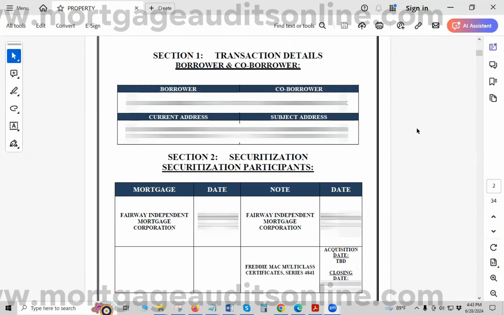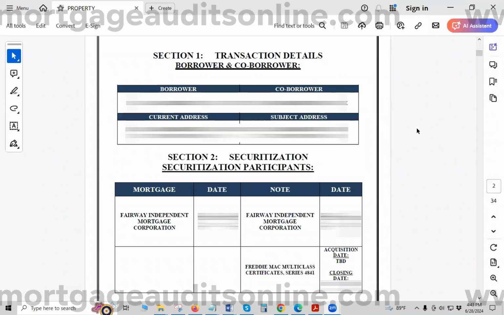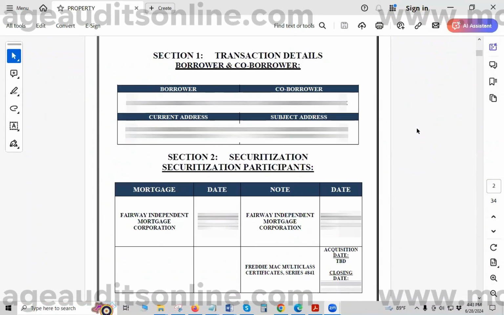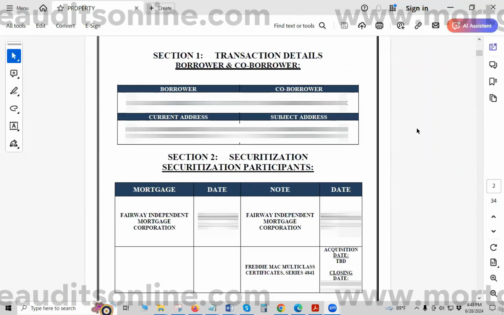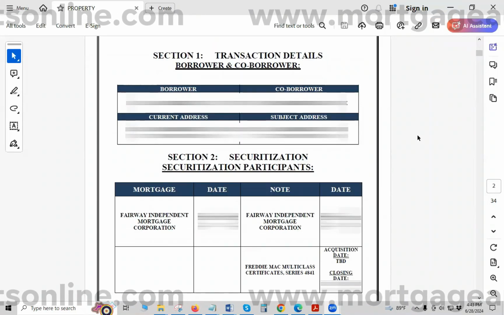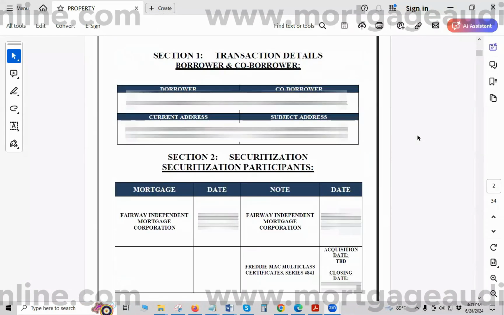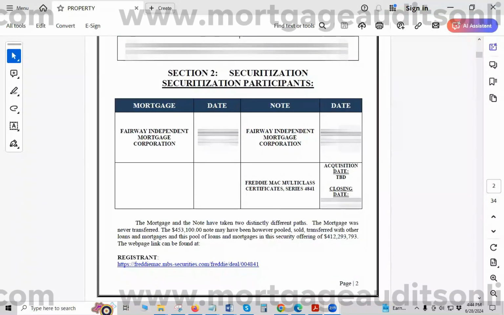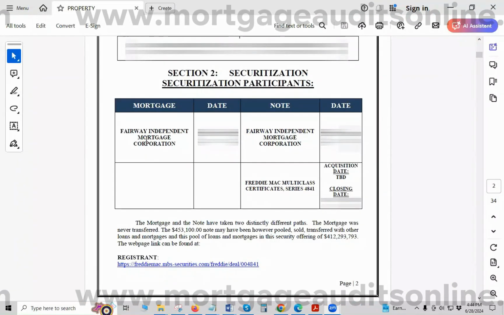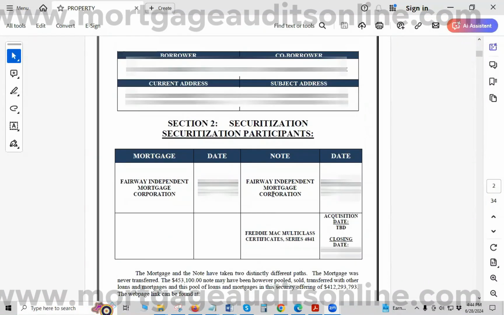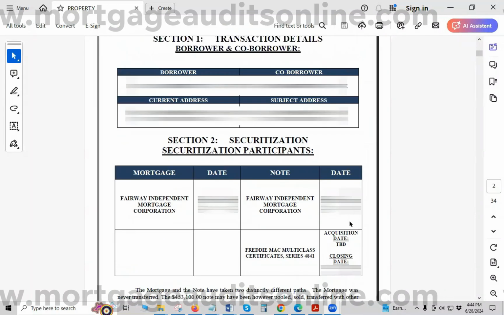But this is actually a really good example of a really good report with more keyed-in information, with the CUSIP information and the CUSIP analysis that people like to see nowadays. So as you can see here, pretty standard in the first few pages is the transaction details, which shows you the securitization participants, right? This one in particular shows the mortgage, the note, the trust name, acquisition date, and closing dates.